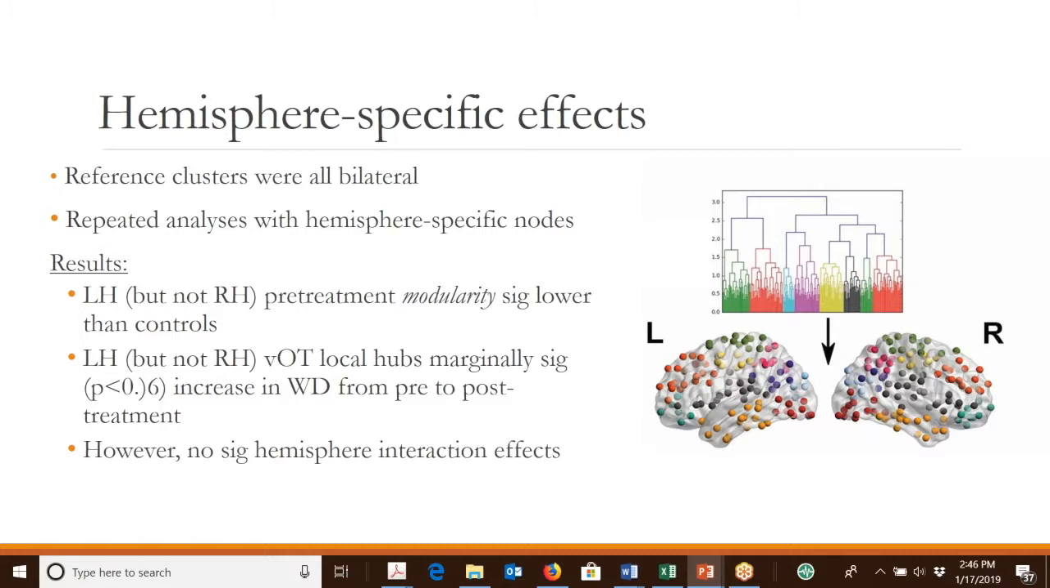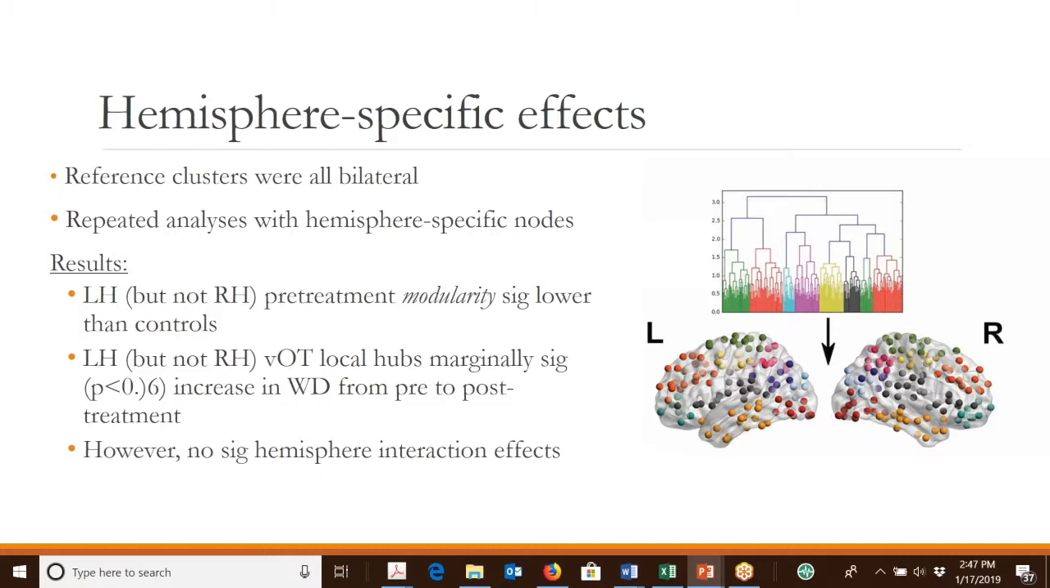Also, in terms of recovery, what we found when we looked at the nodes within the ventral occipital temporal cluster, and we separated them out between right hemisphere and left hemisphere, we found that there was an almost significant increase in the left hemisphere nodes in terms of their WD from pre to post treatment, whereas there was not even close to a significant increase in the WD for the right hemisphere nodes. So more seems to be going on in the left hemisphere nodes in terms of change than in the right hemisphere nodes.